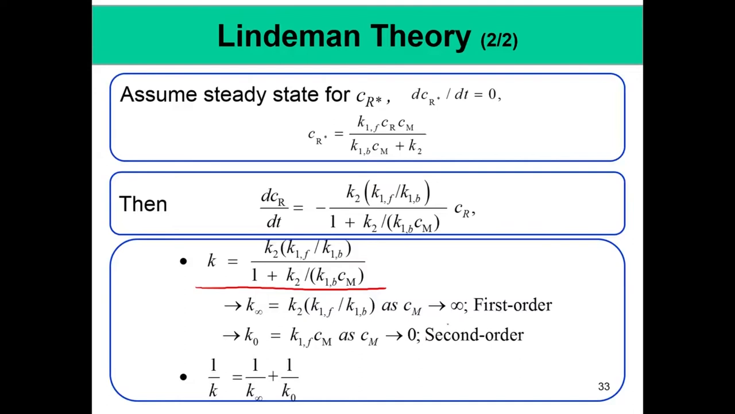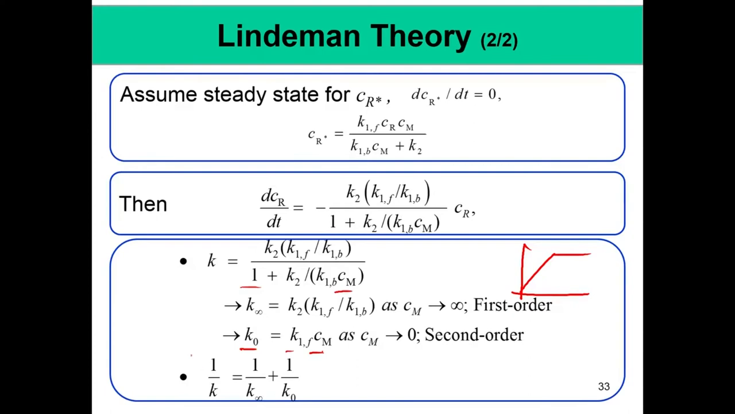So if you set CM to infinity, that is at very high pressure, the concentration of CM can be very high, and k infinity tends to this constant value. If CM tends to infinity, this whole term tends to 0, so you are only left with a constant. Whereas in the second case, if CM tends to 0, you can basically neglect this 1, and k0 is nothing but k1 times CM. As CM tends to 0, this is essentially proportional to pressure, and this becomes second order behavior.